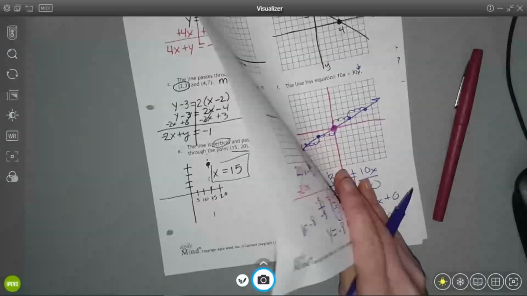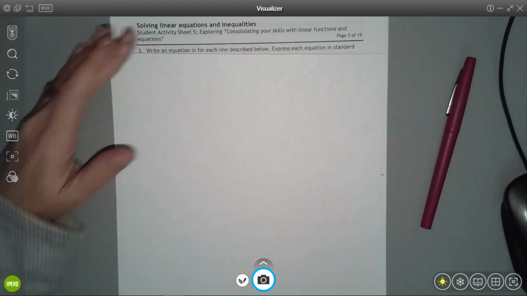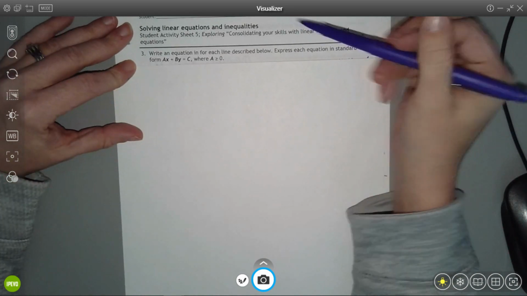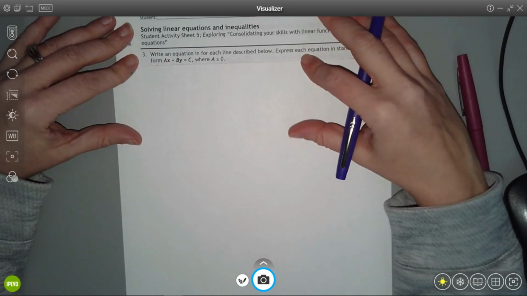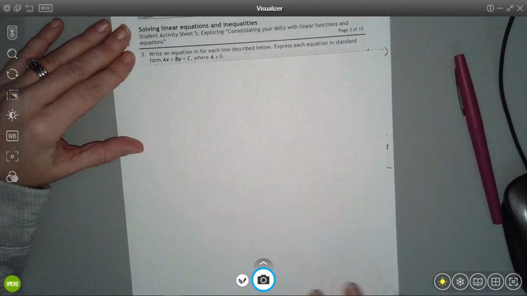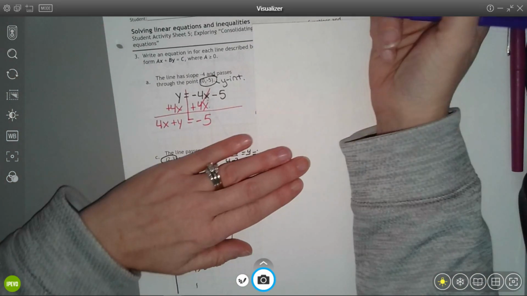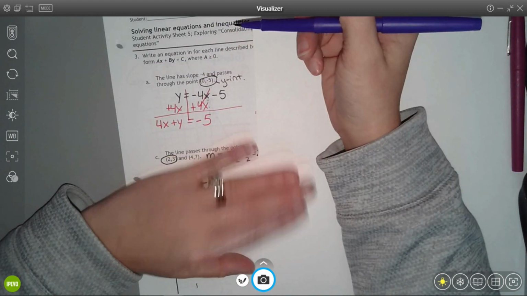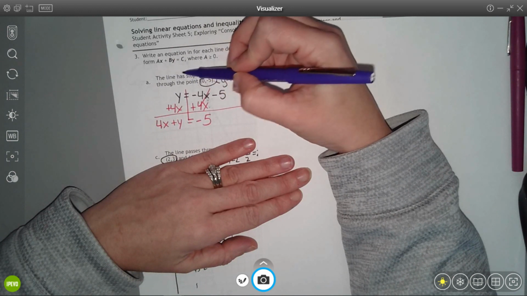Okay. Number 3 here. Okay, here, write an equation in each line described below. Express each equation in standard form where a has to be greater than 0. Okay, so with this, guys, all they want us to do here is to make this be, instead of y equals mx plus b, they want it to go x, y, and then the number.